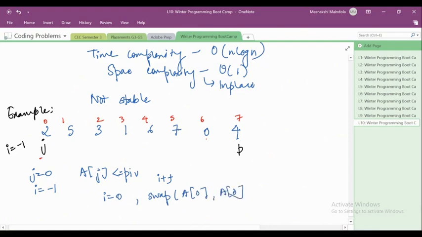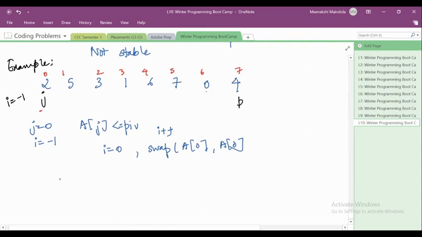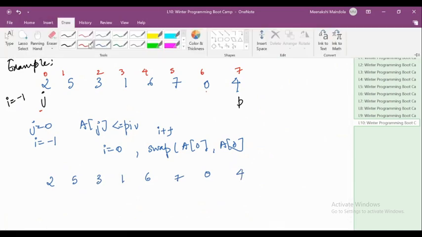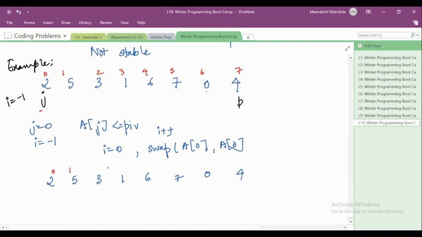So after the first iteration, the array looks the same, since i and j have the same value, so there is no change in the final output after this iteration, right? So this is what happens after the first iteration. Let us move ahead and talk about the next one as well.